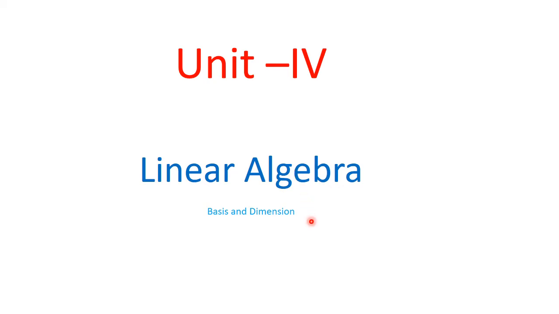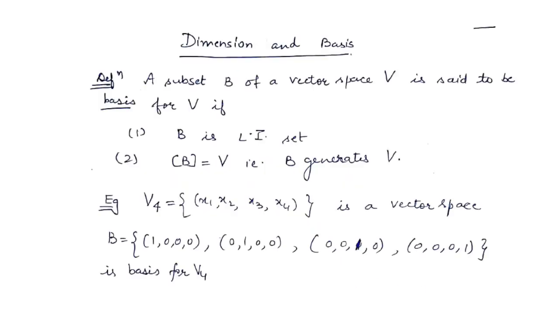Hello everyone. Now I am going to explain basis and dimension of a vector space. Now what do you mean by basis of a vector space V? A subset B of a vector space V is said to be basis for V if two conditions hold.